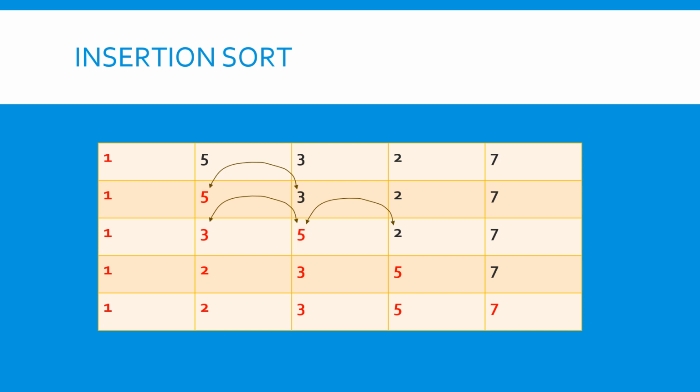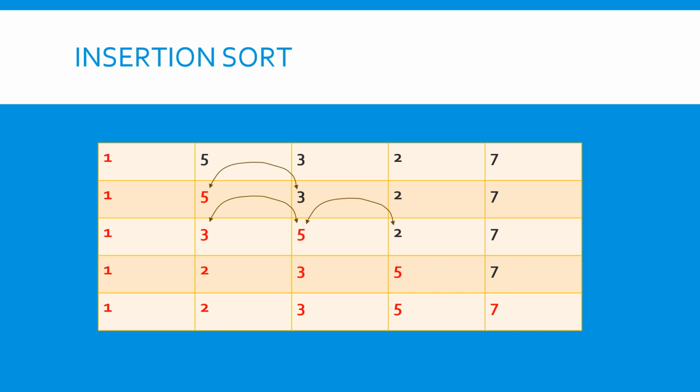To insert a new element, we iteratively compare it with its former elements until we find one that is smaller than the new element. For example, to insert 3, we compare 3 with 5. Knowing 3 is smaller than 5, we swap 3 and 5. We then compare 3 with the first element 1. Knowing 3 is larger than 1, we terminate the insertion.